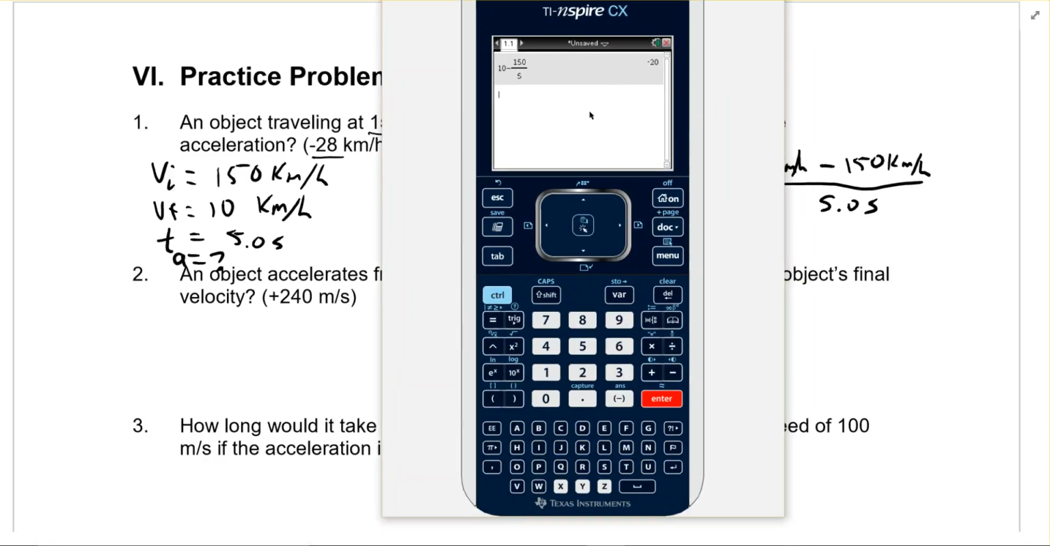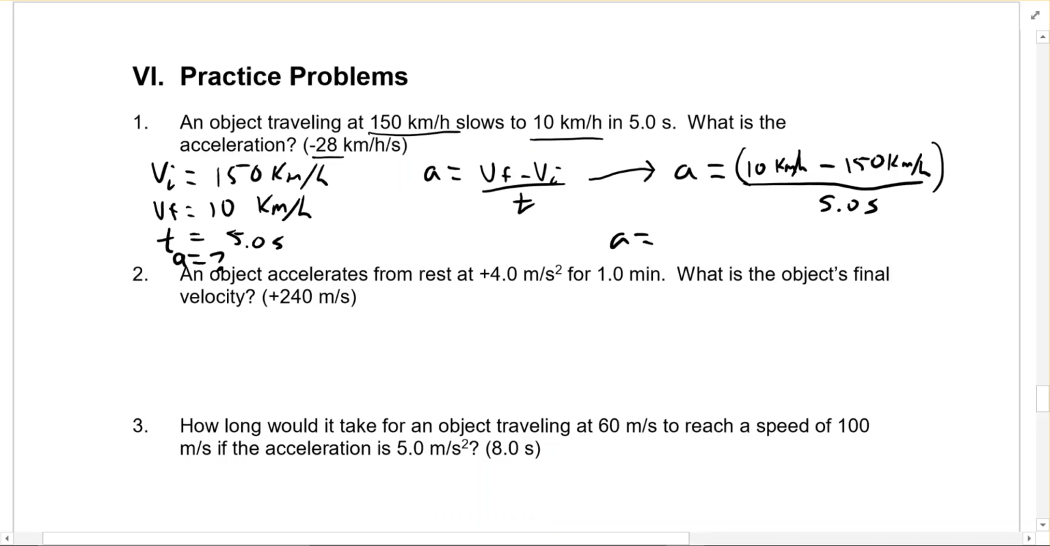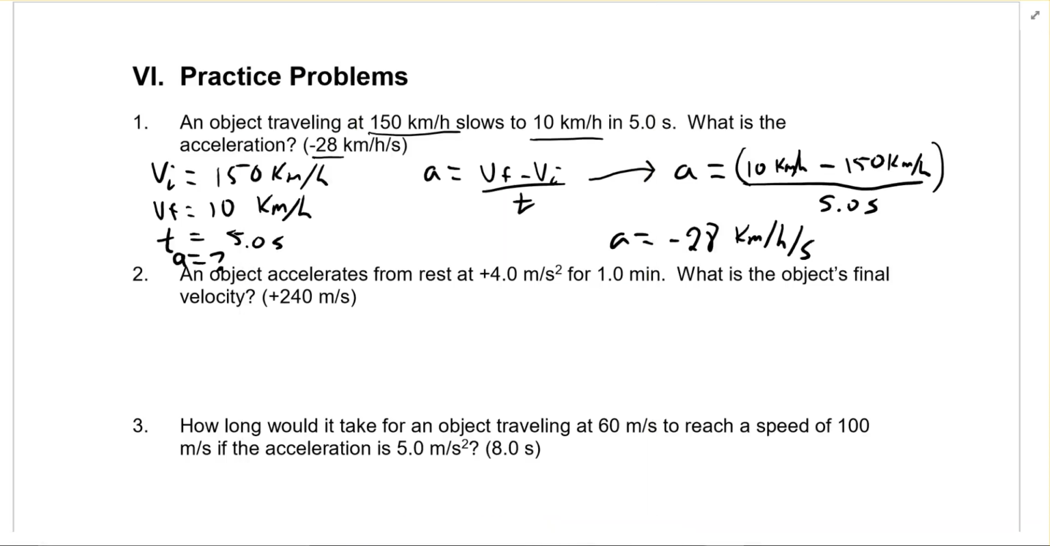So the way I want you guys to do this, if you're going to put it into your calculator all in one swoop, use brackets, right? So you're going to have brackets. Everything up top, this is what you want. You want 10 minus 150, all one thing, divided by 5. So put it in your calculator like that, with these imaginary brackets. So you go 10 minus 150 and then divided by 5. And now you can see, now it knows what I meant, right? So the answer is actually negative 28. So negative 28 kilometers per hour per second.